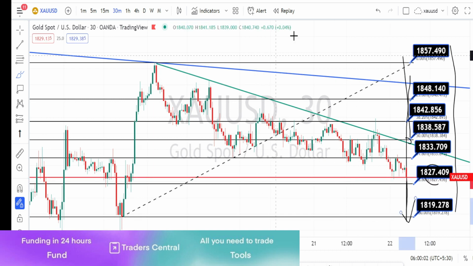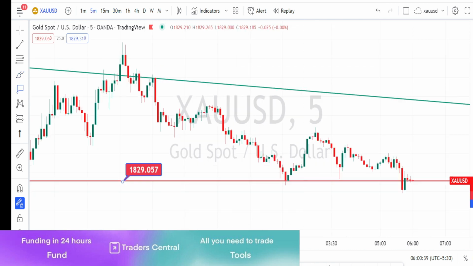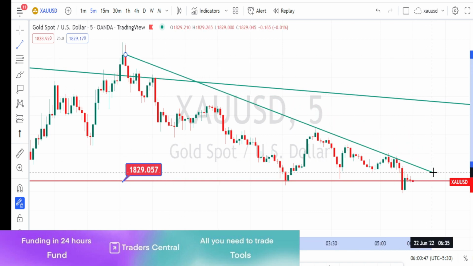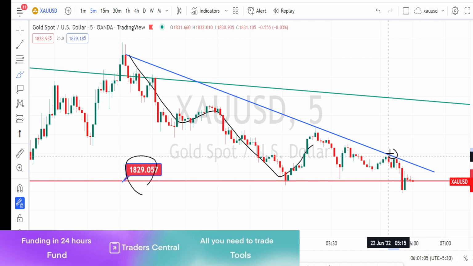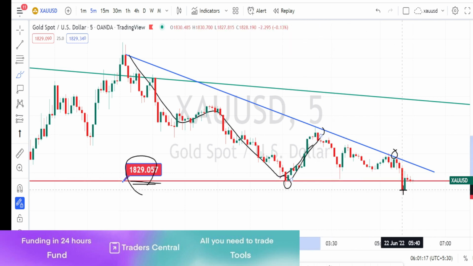Let us do the analysis in 5 minutes time frame. I'm in 5 minutes time frame now. When we look at the price action in 5 minutes time frame, I'm drawing one more resistance line over here, and based on this resistance line we have noticed the price action to consolidate within the higher time frame support level of 1829 and the resistance line from the 5 minutes time frame. Since this is a higher time frame support level, the price has tested this support level several times and has bounced back on the bullish trend reversal. So it will take some more time to break this support level.